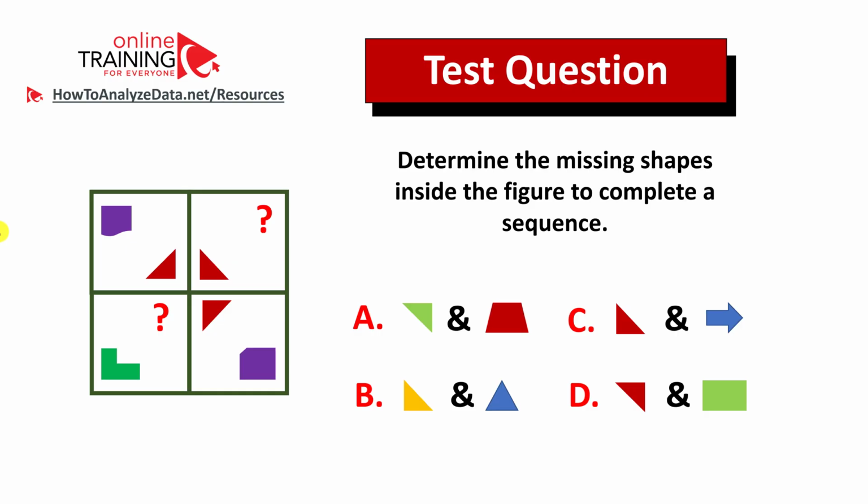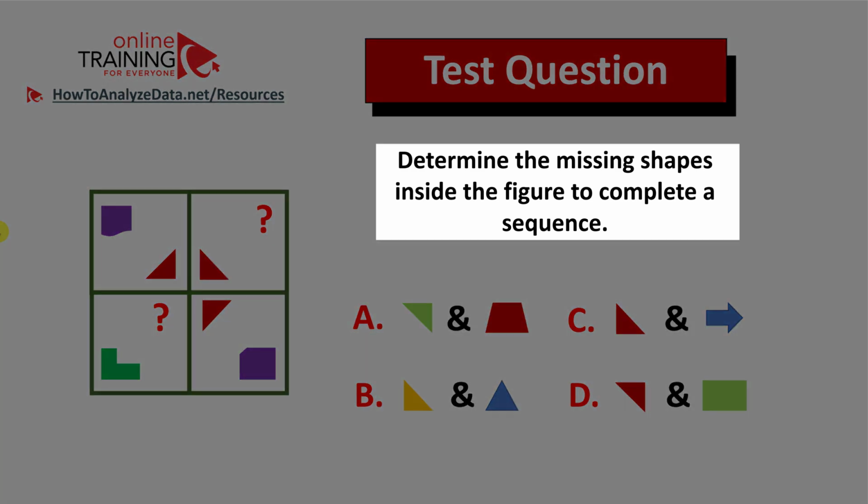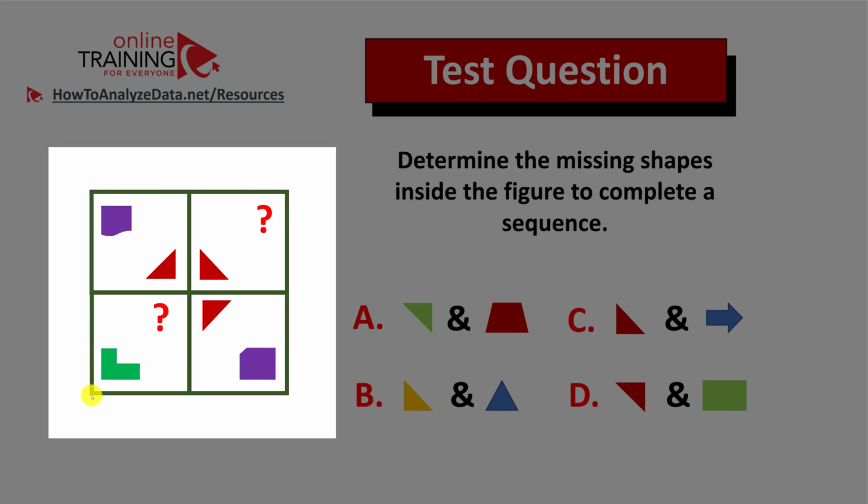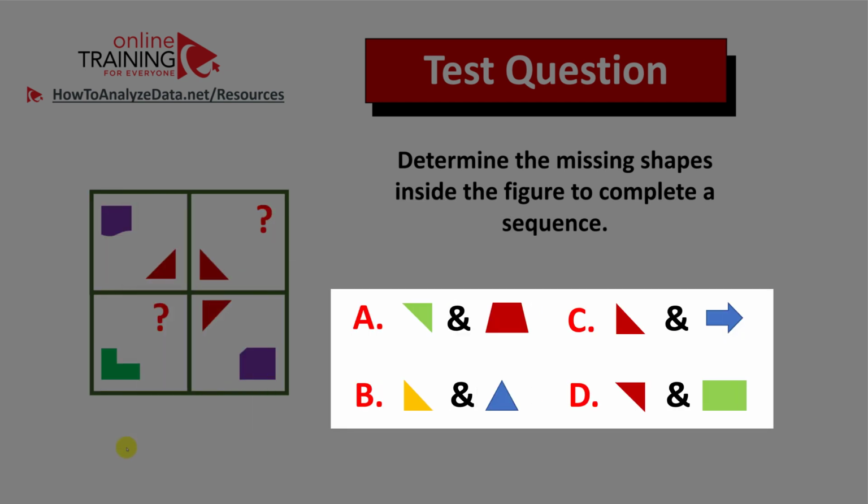Let's look at the interesting question which tests your pattern recognition skills. Determine the missing shapes inside the figure to complete the sequence. And you're presented with a 2 by 2 figure. It has 2 missing shapes, and you have 4 possible choices, A, B, C, and D. Do you see the answer?